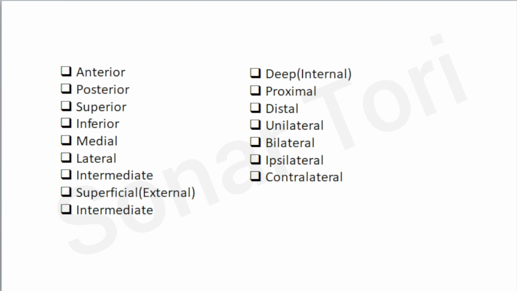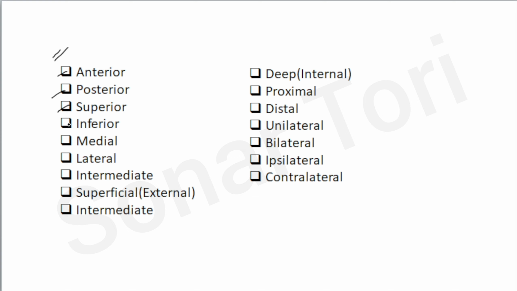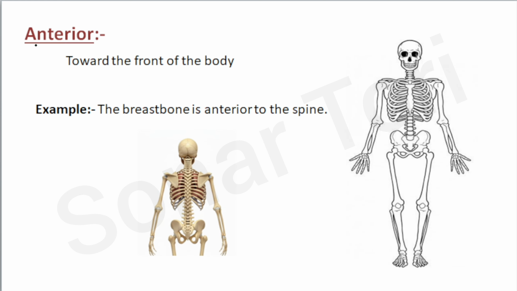Here are some of the names of positions that I already discussed in my first video of the anatomy series. As they are also included in anatomical position, that's why I repeat this again. These positions are anterior, posterior, superior, inferior, medial, lateral, intermediate, superficial or external, deep or internal, proximal, distal, unilateral, bilateral, ipsilateral and contralateral. So let's start with anterior position.